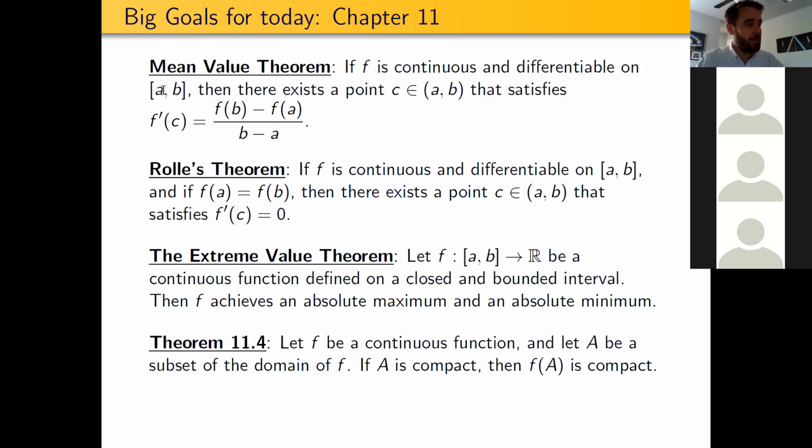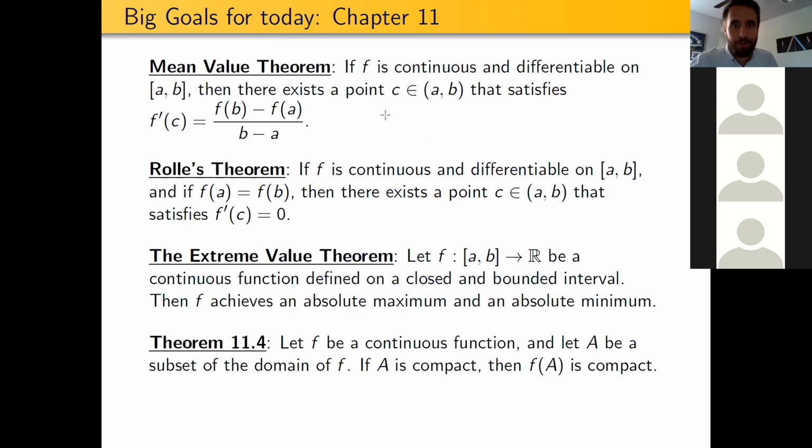The mean value theorem is one of those big theorems from calculus. You might remember it from Calc 1, or at least remember that there was something called the mean value theorem. It says that if there is a function f that's continuous and differentiable on a closed interval from a to b, then there exists some c value in between a and b that satisfies f prime of c equals f of b minus f of a over b minus a. And there's a lot of geometry hidden in that equation.